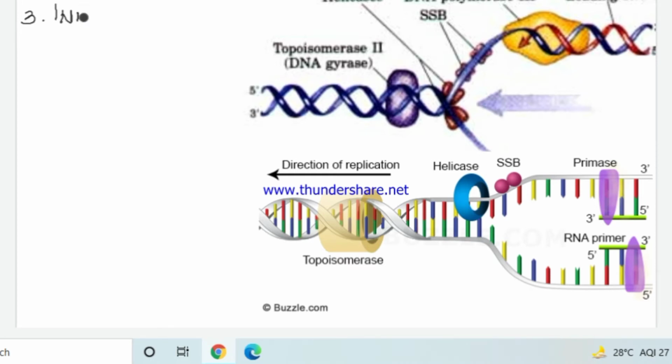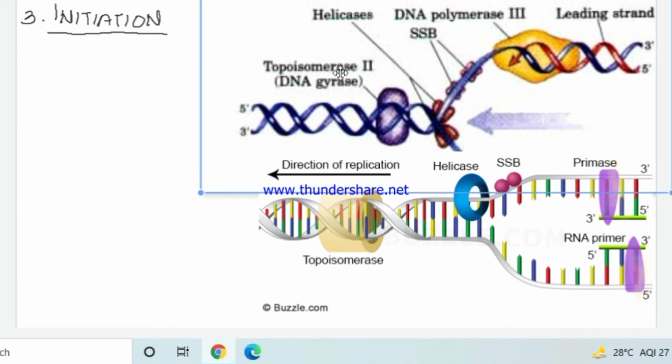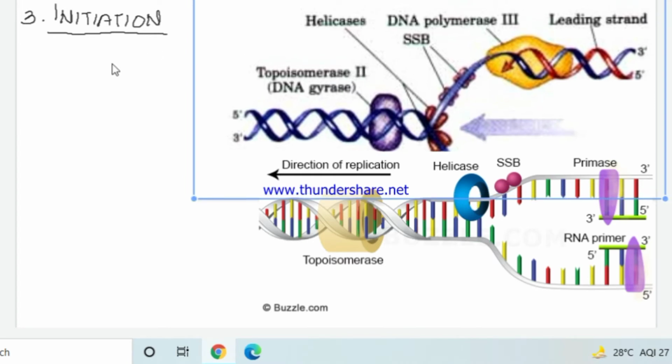The third step of DNA replication is initiation of replication. Now, for initiation of replication, see the figure here, you will be able to know that the DNA strands must separate. So, this is a double helix. These DNA strands must separate for the replication to begin. So, how do these DNA strands separate?